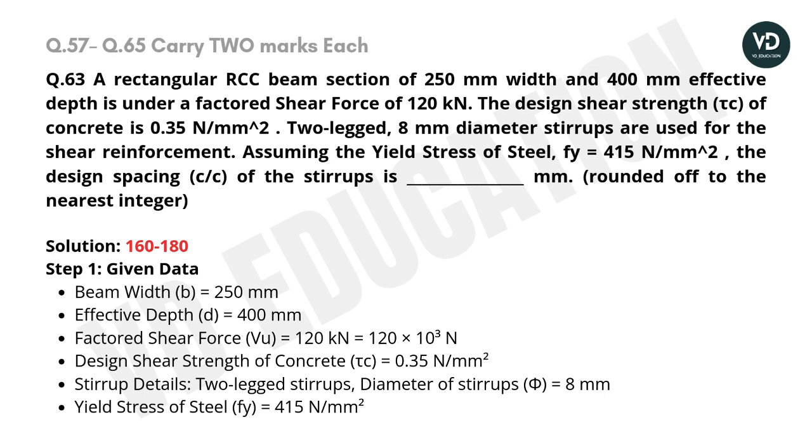Design shear strength of the concrete, that is 0.35 Newton per square meter. Stirrups detail. Two-legged stirrup, diameter of stirrups is 8 mm. Yield stress of the steel is 450 Newton per square meter.